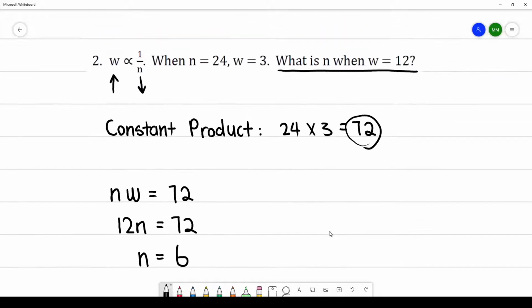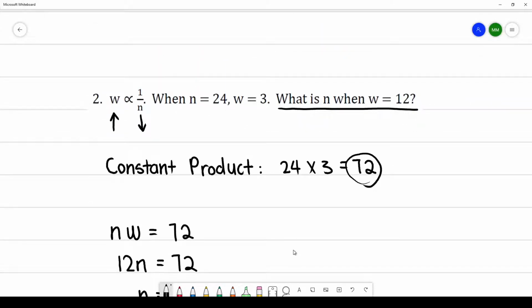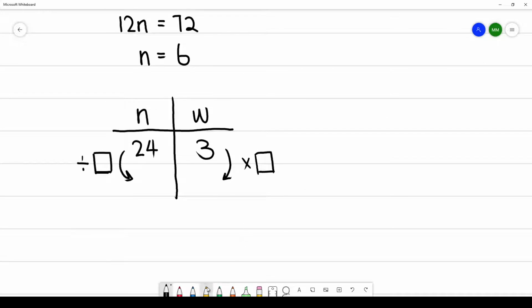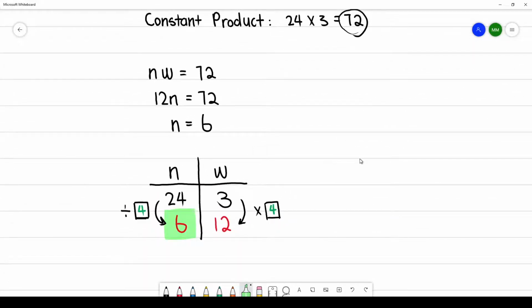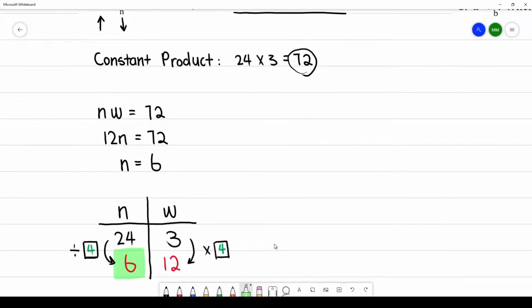So w went from 3 to 12. So 3 times 4 is 12. That means you have to divide 24 by 4. So then w becomes 12, and n becomes 24 divided by 4, which is equal to 6. So that is another way you can do this. And you see we get the same answer. And this just verifies what I said about inverse proportions.